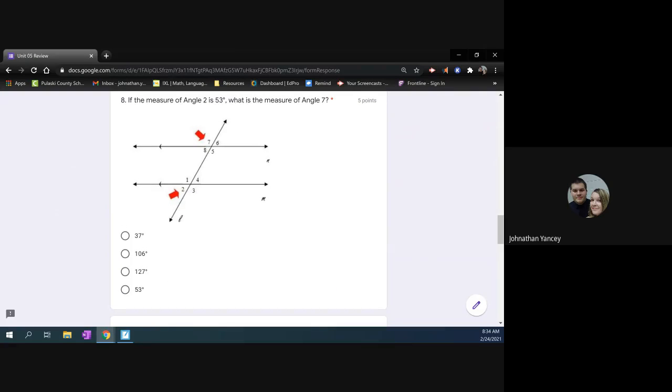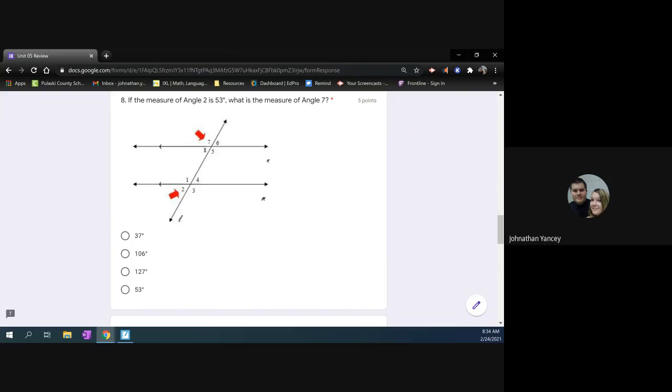Now, if the measure of angle 2 is 53 degrees, which is this one down here, what is the measure of angle 7, which is this one up here? Are they the same? Well, they aren't the same number. Are you sure about that?